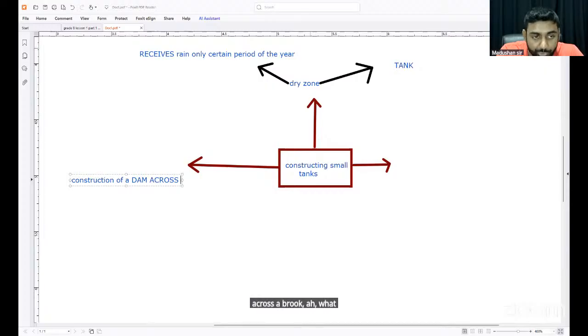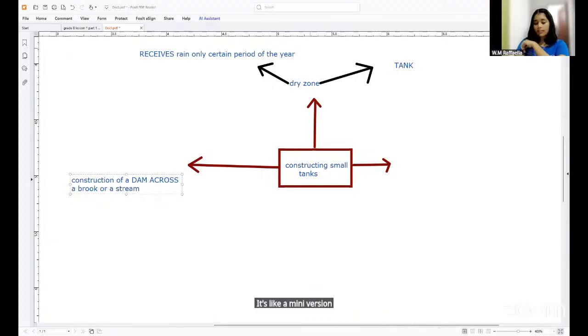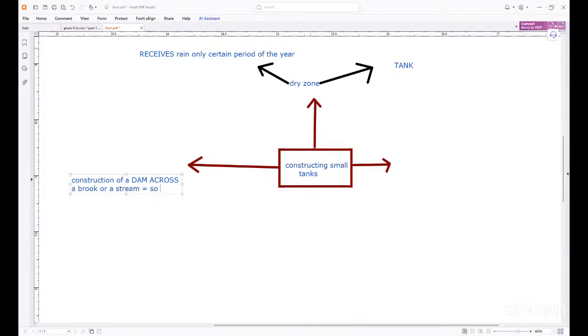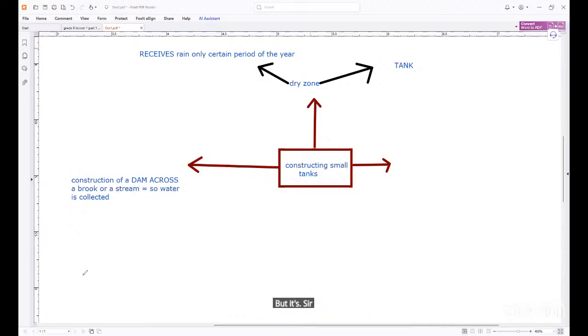What's a brook? A brook or a stream. What's a stream? It's like a mini version of a river. So water is collected. It's like this, Puta. A brook or a stream we call a flowing water, a flowing river, but it's too small. It's also a brook.